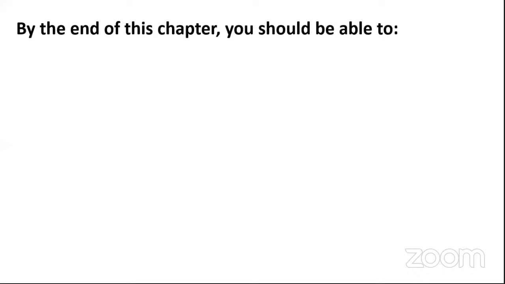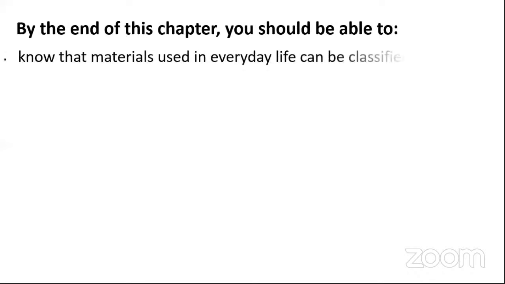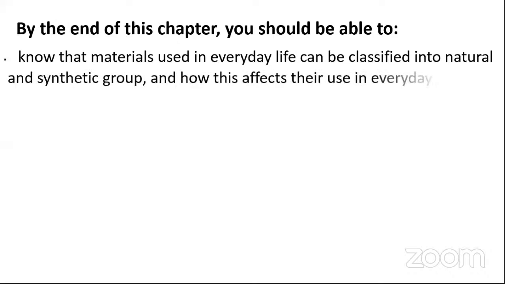So let's continue. Having defined the keywords, let us look at the objectives of this lesson, or this chapter. So we should be knowing the materials which are used in everyday life, and we classify them. We can put them into categories, like the way we had natural, and we also have synthetic, and how this affects their use in everyday life.